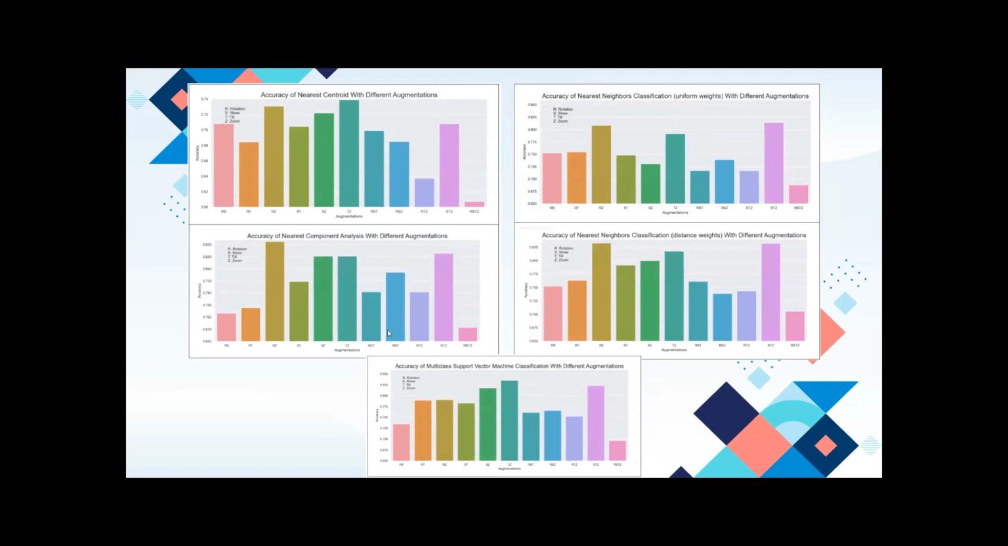Using this, we came up with the conclusion that nearest component analysis performed the best because not only did it perform pretty accurately across all areas, it also was relatively faster compared to many other methods.